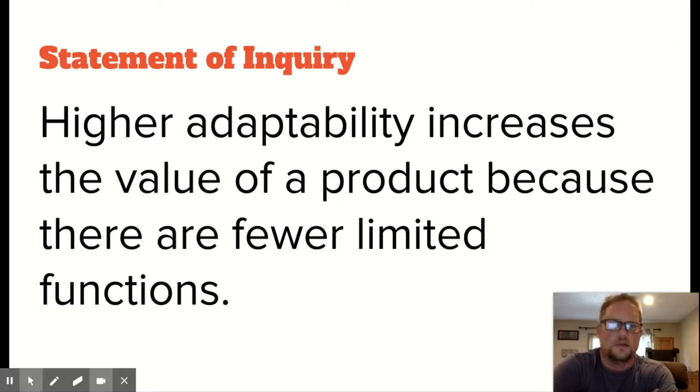So let's break this down a little bit real quickly. Higher adaptability, meaning that it can do more things, increases the value. Typically, when things can do a lot of different tasks, people look at them and say, oh, this is a really good tool because it can do a lot of things. Because when there are fewer limited functions, you can do more things with the product that you have.